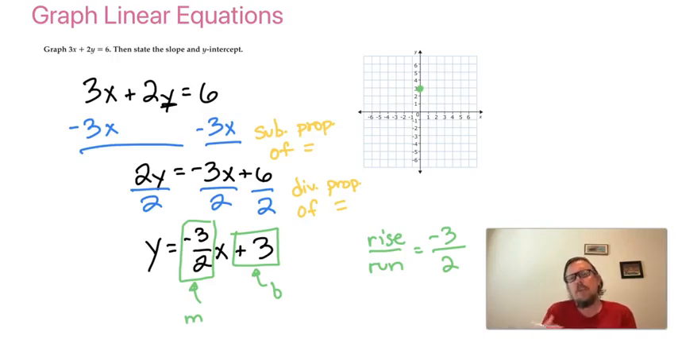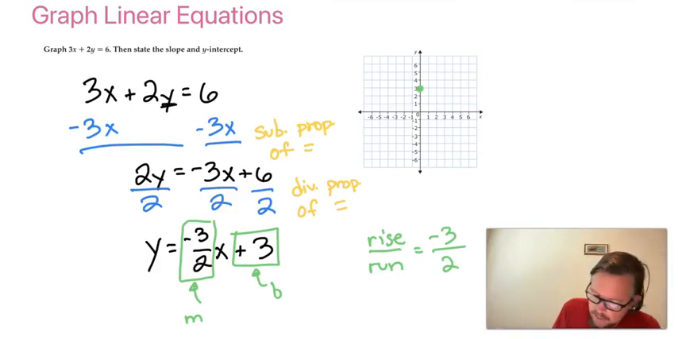I've mentioned this before, but it's worth saying again. The positive and negative just tell us if we go up or down. A positive slope, we go up and to the right. A negative slope, we go down and to the right, but we're always going to the right. Whenever you're counting rise over run, we're always going to the right. It's just up and to the right for positive, down and to the right for negative.